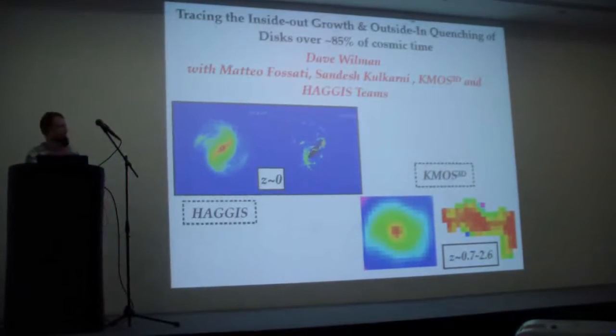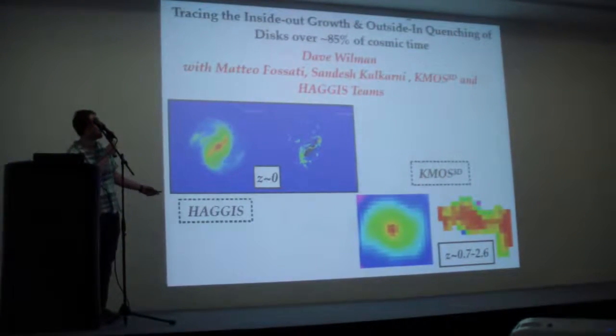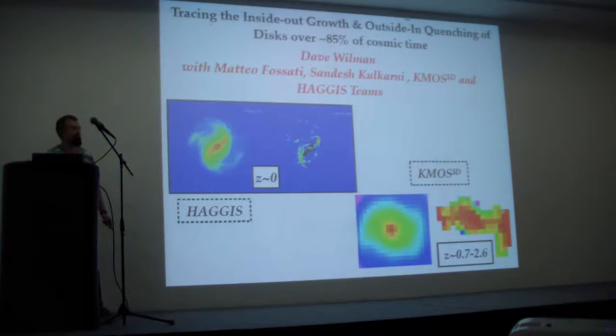Part of the work we've been doing is looking at the inside-out growth and outside-in quenching of galaxies, particularly galaxy disks, over around 5% of cosmic time. This is using maps of H alpha emission to trace star formation at redshift 0 using the HAGGIS survey, the H alpha Galaxy Groups Imaging Survey. This is a narrowband imaging survey, and then at redshifts 0.7 to 2.6 using KMOS3D.